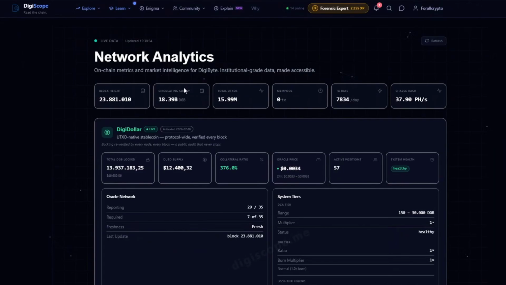Network analytics is the next part we'll be discussing. You can see that the DigiDollar has been launched, and currently there are over 14 million DigiByte locked, with a DigiUSD supply of around $12,400 in the first day. Collateral ratio is around 400%, which makes it a really healthy network.